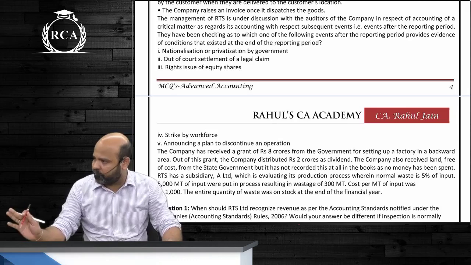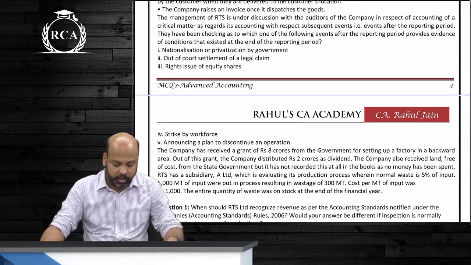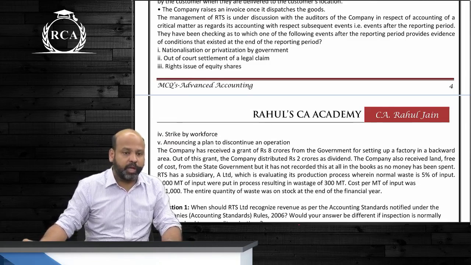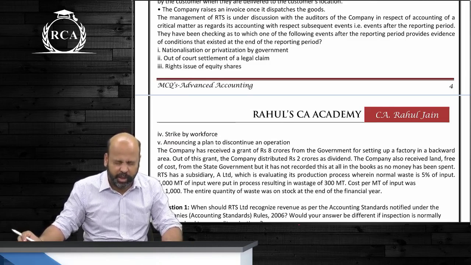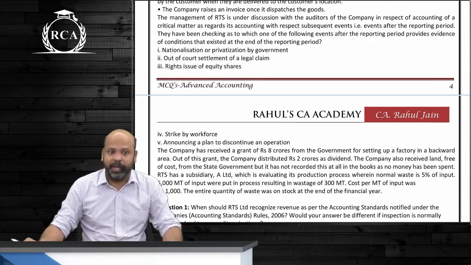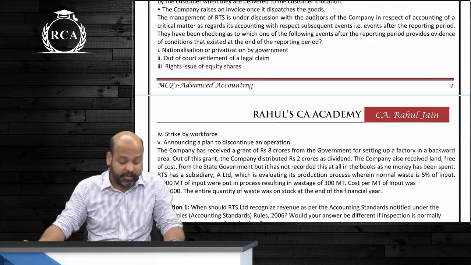So here they say nationalization or privatization by government. This will not be an adjusting event, guys. Out of court settlement of a legal claim is normally considered to be an adjusting event, provided the case was already pending as on the balance sheet date. Then this will become an adjusting event.